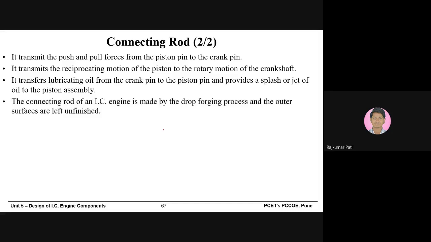Connecting rods are made by the drop forging process, and the outer surface is generally unfinished because it doesn't play any role in the operation, but the inner portion should have a smooth surface finish because it connects to the piston pin as well as the crankshaft. So the inner surface should be very smooth.